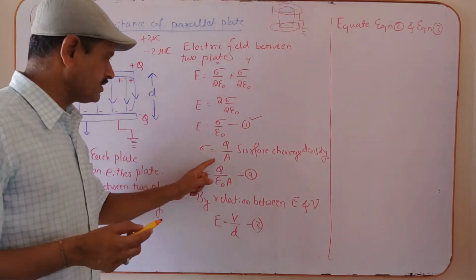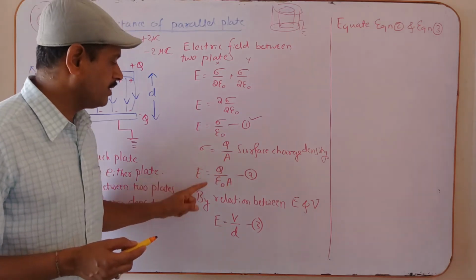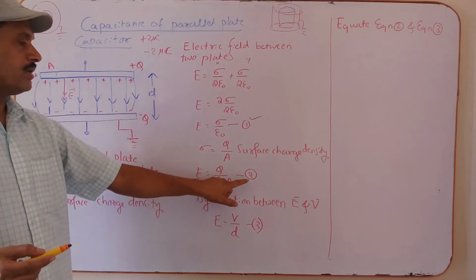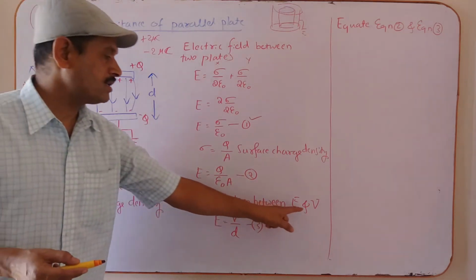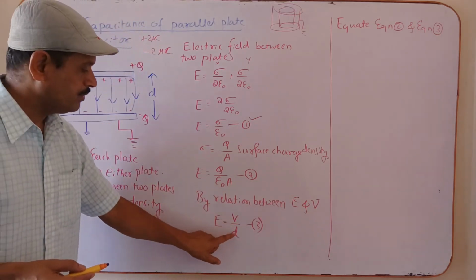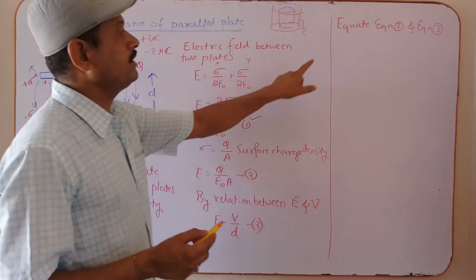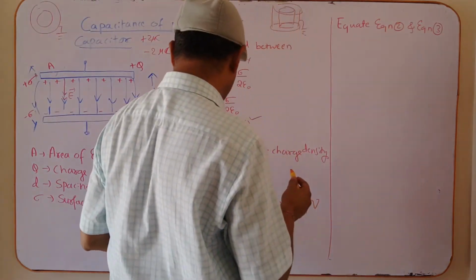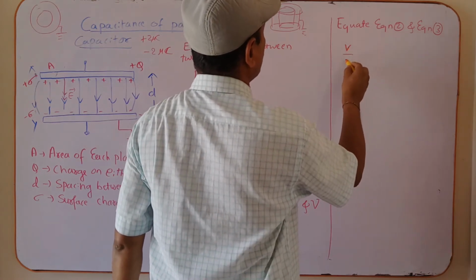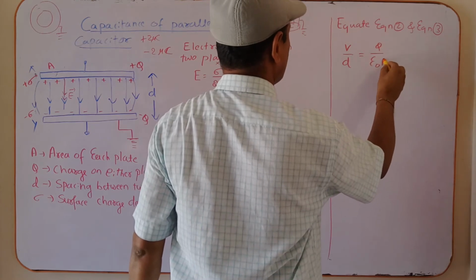Now, according to surface charge density, sigma is Q divided by A, charge per unit area. Substitute here sigma: E is equal to Q by epsilon naught A, equation number 2. Then by the relation between electric field and electric potential, E is equal to V by d, equation number 3. Equate equation number 2 and equation number 3. That is V upon d is equal to Q divided by epsilon naught A.